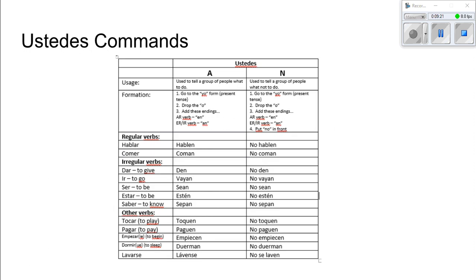Ustedes commands are used to tell a group of people what to do or what not to do. See? You go to the yo form of the present tense, drop the o, and add the opposite ending. Okay? If it's negative, put a no in the front. Hablen, no hablen, coman, no coman, den, no den, vayan, no vayan, sean, no sean, estén, no estén, sepan, no sepan, toquen, no toquen, paguen, no paguen, empiecen, no empiecen, duerman, no duerman, lávense, no se laven.